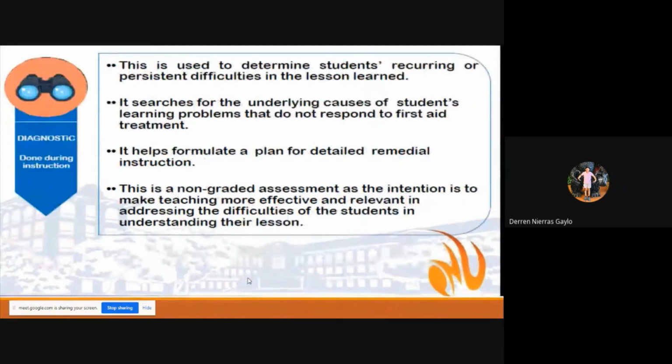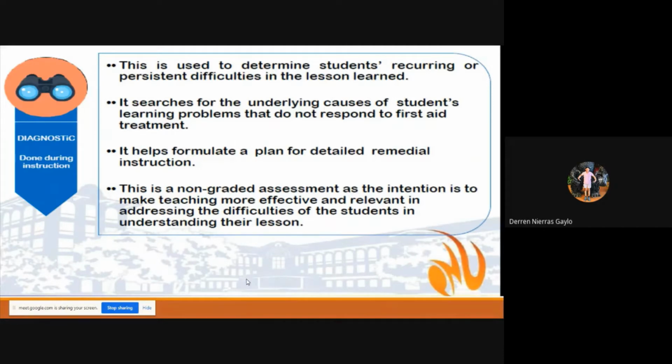The third is diagnostic, which is done during instruction also. This is used to determine students' recurring or persistent difficulties in the lesson learned. So it's more on the difficulties of the learners. It searches for underlying causes of students' learning problems that do not respond to first aid treatment. So it's more on underlying causes. It helps formulate a plan for detailed remedial instruction. So after knowing what the problems of the students are, you can already make a remedial instruction plan. And this is also non-graded as the intention is to make teaching more effective and relevant in addressing the difficulties of the students in understanding the lesson.